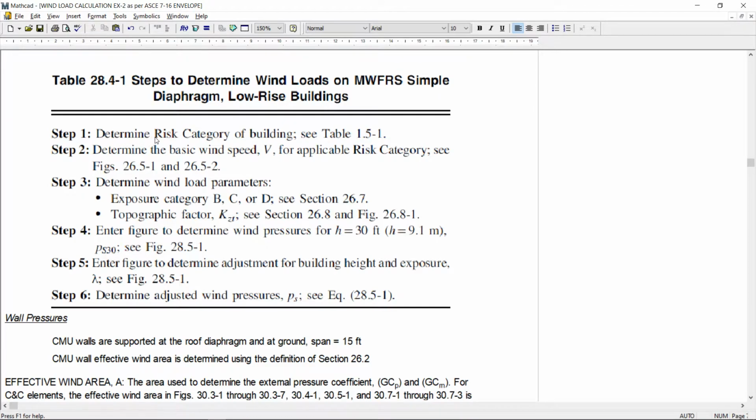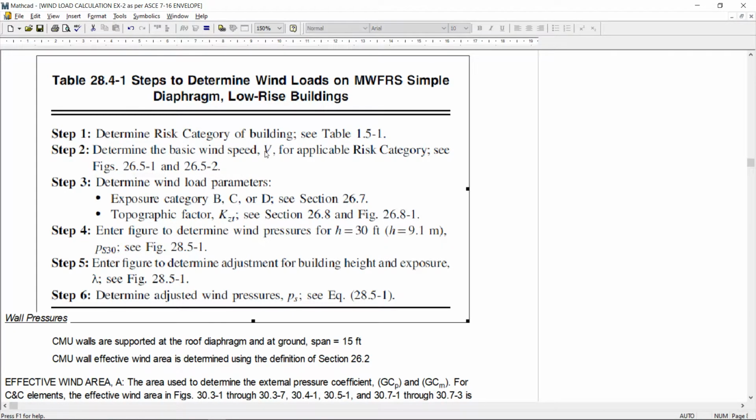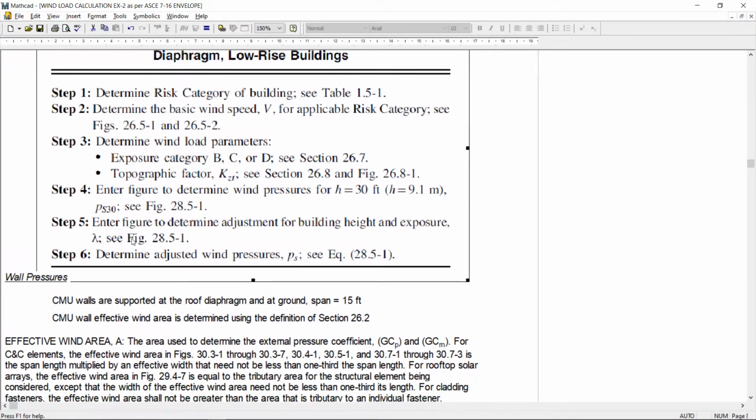First step is, of course, determine the risk category of the building, which we have already defined. Determine the basic wind velocity V, which we have already checked. The parameters like exposure category, we know that is C. We have already defined KZT, etc. And here, that's a very important thing. Enter figure to determine wind pressure for H equals 30. So this is figure 28.5-1, and enter figure to determine the adjustment of building height for condition lambda, etc.